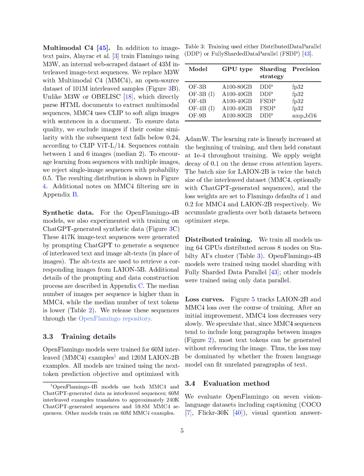We've used a distributed training approach, utilizing 64 GPUs spread across 8 nodes on Stability AI's cluster. For the OpenFlamingo-4B models, we've used model sharding with fully sharded data parallel, while other models were trained using only data parallel. In terms of loss curves, we've noticed that after an initial improvement, the MMC4 loss decreases very slowly. We think this might be because MMC4 sequences often include long paragraphs between images, so most text tokens can be generated without referencing the image. This means the loss might be more influenced by whether the frozen language model can fit unrelated paragraphs of text.